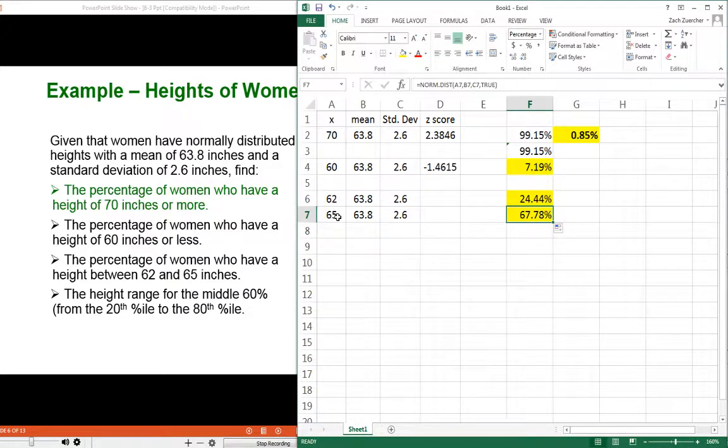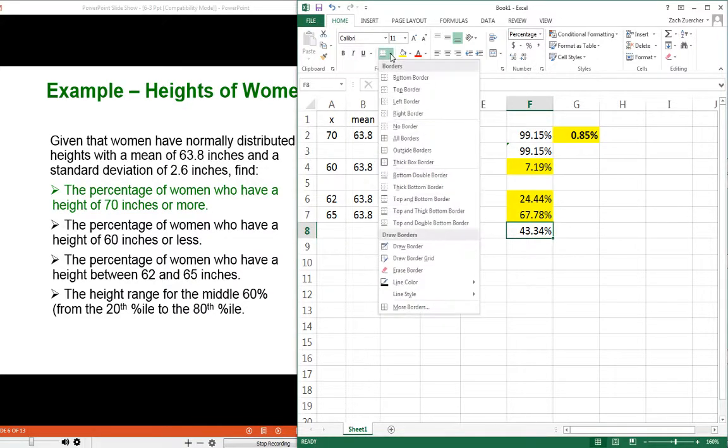67.78 of the women have a height less than 65. We're trying to figure out what percent of the women are between 62 and 65. From 62 to 65, that's going to be the difference between 67.78 and 24.44. If we just go ahead and do that, equals 67.78 minus 24.44. There you have it.